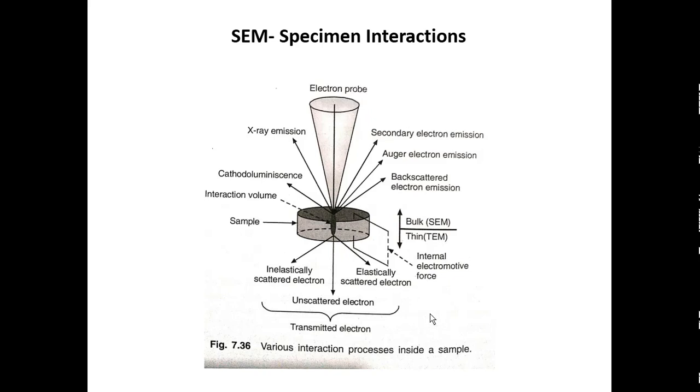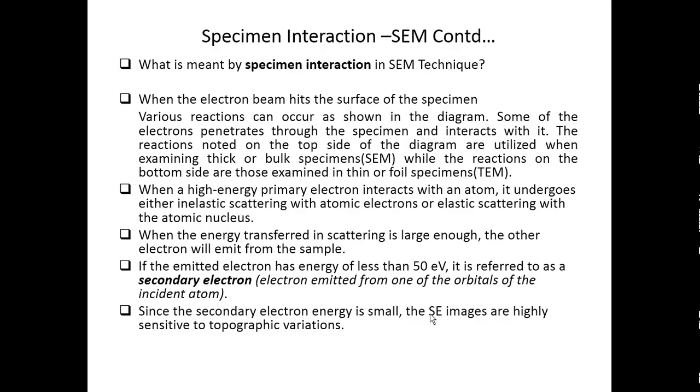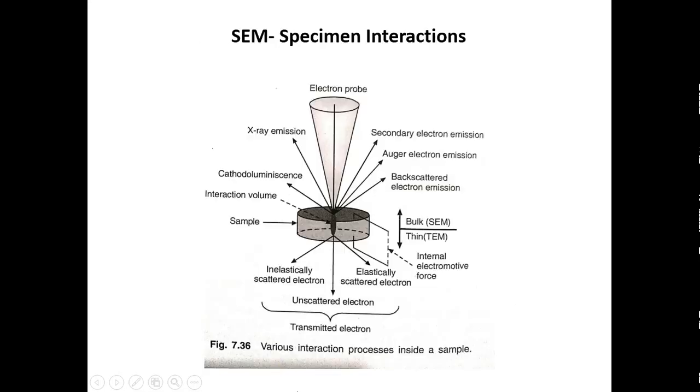Now we will see what specimen interactions take place. This is an important question. What is meant by specimen interaction in the SEM technique, and what are the important specimen interactions? When the electron beam hits the surface of the specimen, various reactions can occur as shown in the diagram. Whenever this type of question is asked, you have to draw this diagram. It will give a good understanding of the different phenomena which take place when the electron is hitting the surface of the sample.